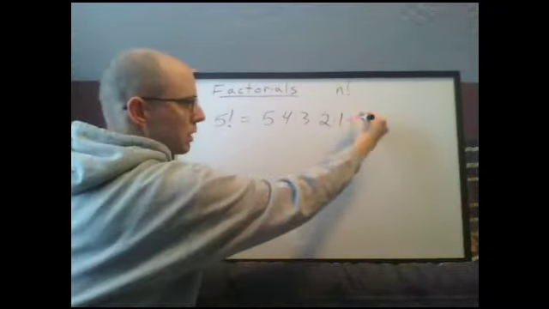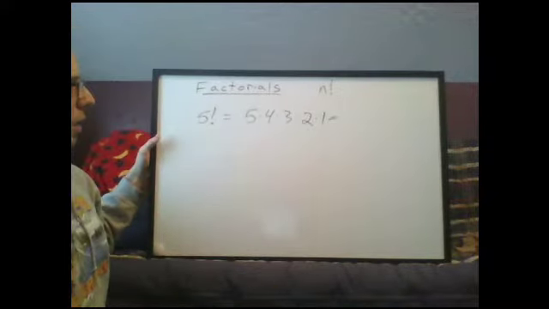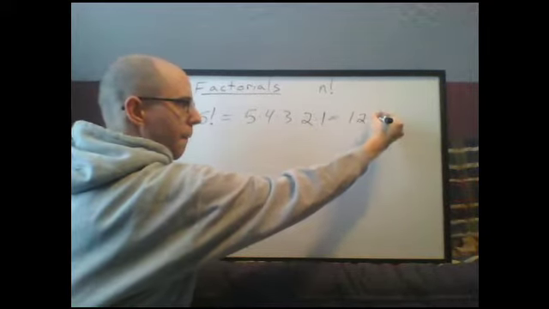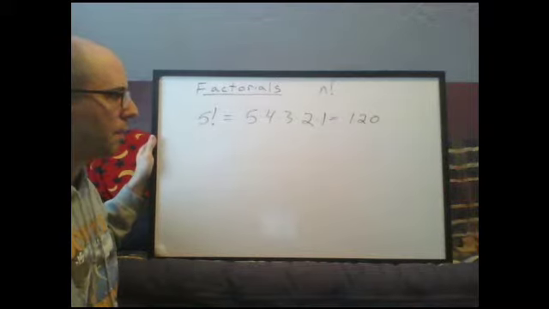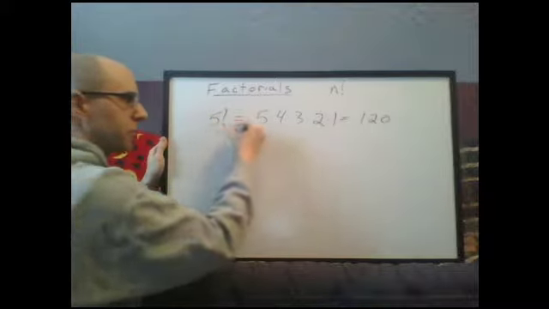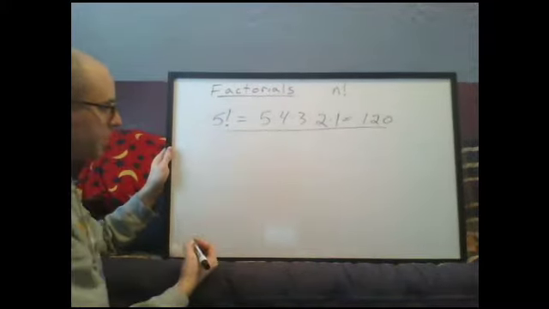And so that's a product. That's 20 times 6 is 120. So 5 factorial equals 120. Once we understand the definition, though, it's kind of easier to work through these progressively.